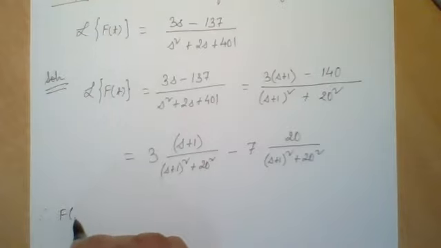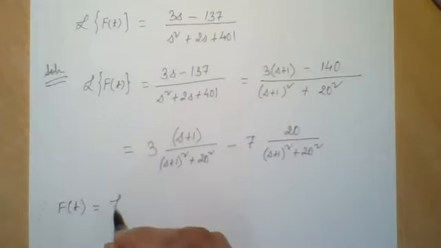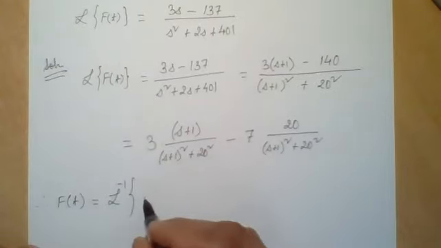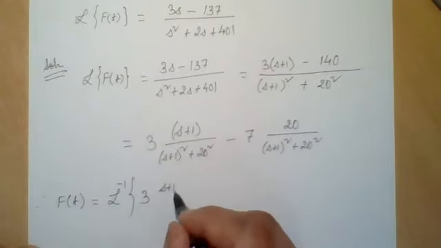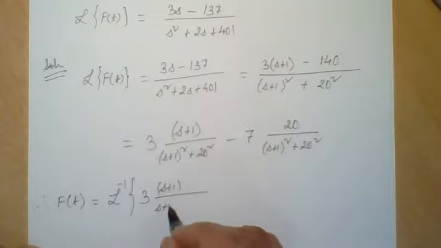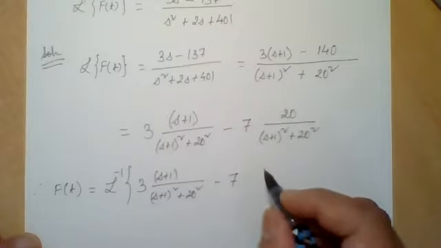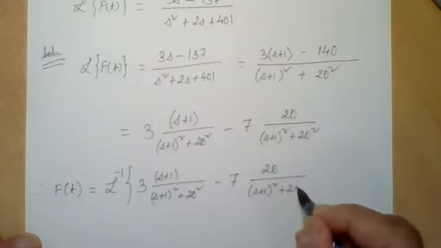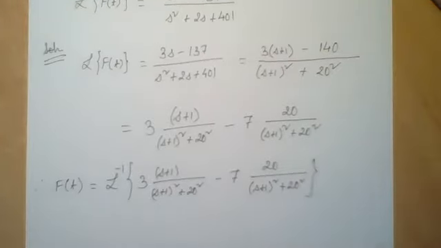Therefore, the required function is the inverse Laplace transform of 3 times (s plus 1) divided by (s plus 1) whole square plus 20 square, minus 7 times 20 divided by (s plus 1) whole square plus 20 square. We know that Laplace transform is a linear operator. Similarly, the inverse Laplace transform is also a linear operator.